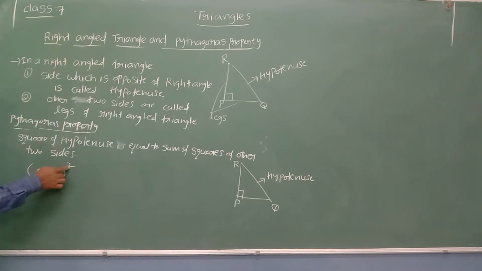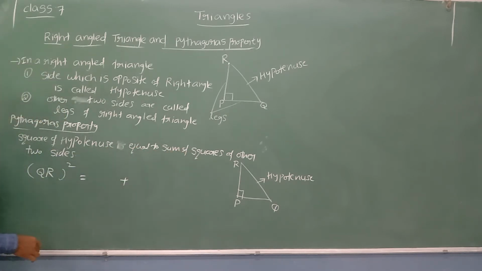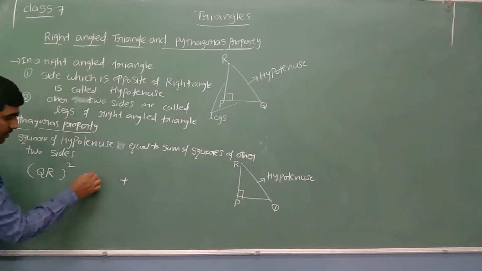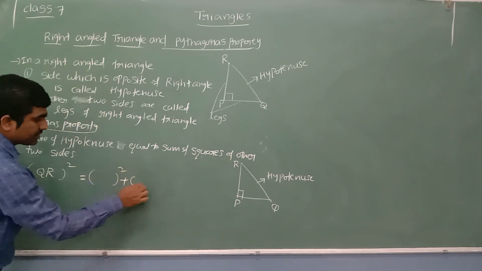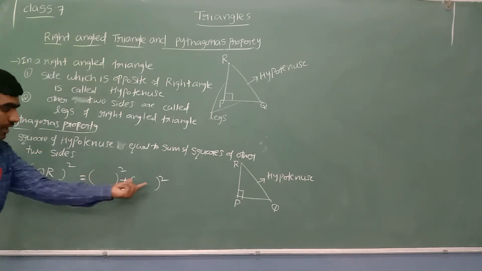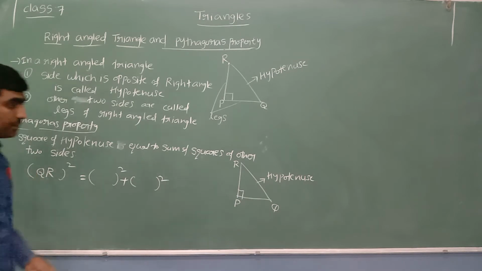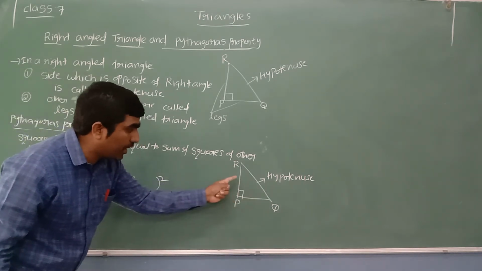Square of hypotenuse, QR, equal to the sum of the squares of the other two sides. In this we can write the other two sides. Hypotenuse we already took here, hypotenuse square is done. The other two sides are PQ and PR.